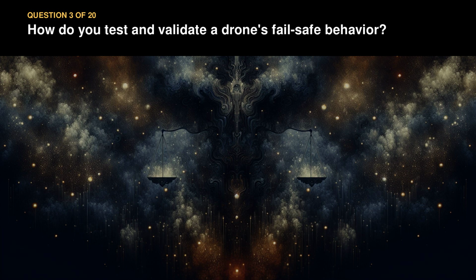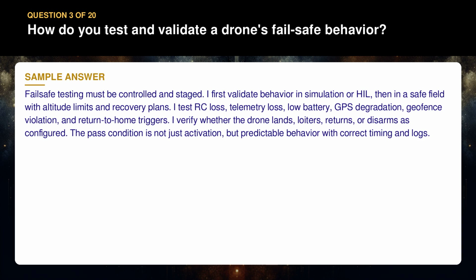Question 3. How do you test and validate a drone's fail-safe behavior? Fail-safe testing must be controlled and staged. I first validate behavior in simulation or HIL, then in a safe field with altitude limits and recovery plans. I test RC loss, telemetry loss, low battery, GPS degradation, geofence violation, and return to home triggers.